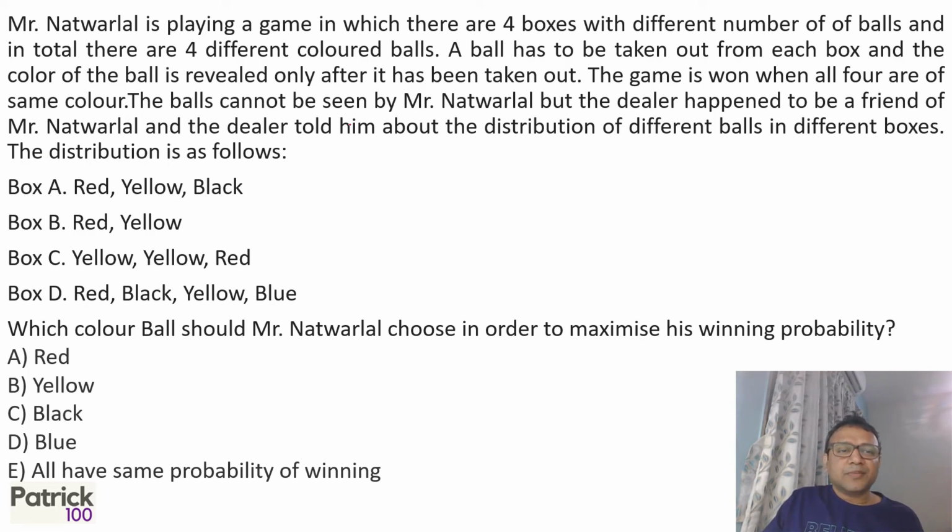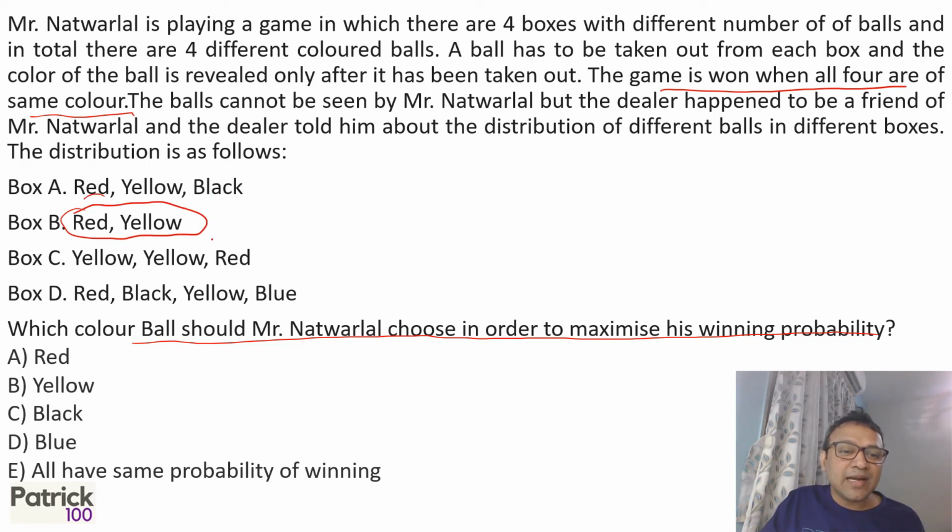Big sum, but looks easy. You can focus on which color ball Mr. Natwala should choose in order to maximize the winning probability. And how do you decide a win? The game is won when all 4 are of the same color. It has to be red and yellow because box B doesn't have anything else. Everyone has red and yellow, except box C has one extra yellow. So automatically you can make out that the winning chance will increase with yellow. You have to have red or yellow to win. For any other ball you will not win because box B doesn't have black or any other color.